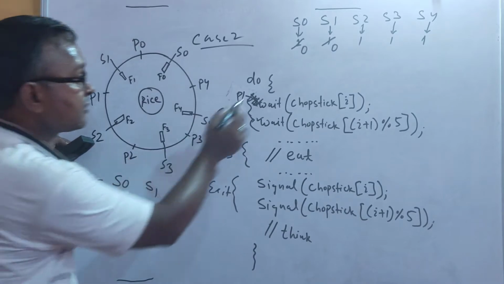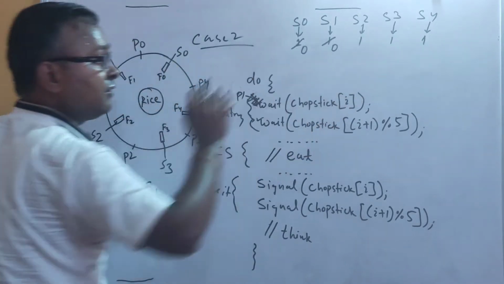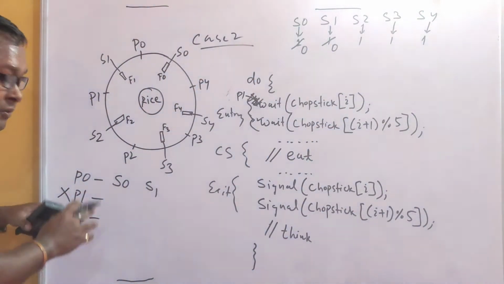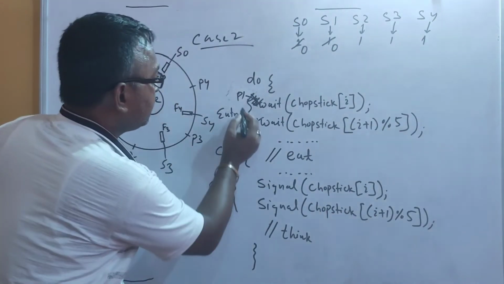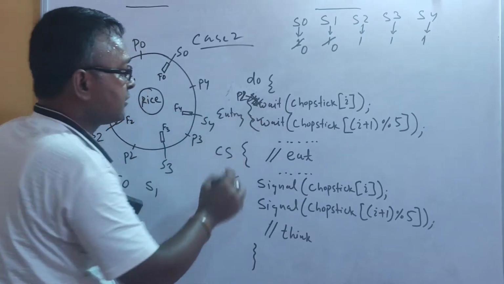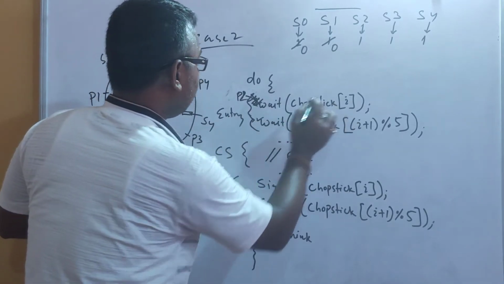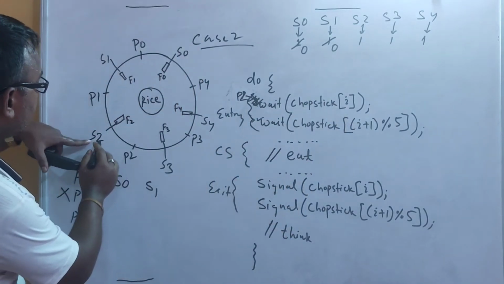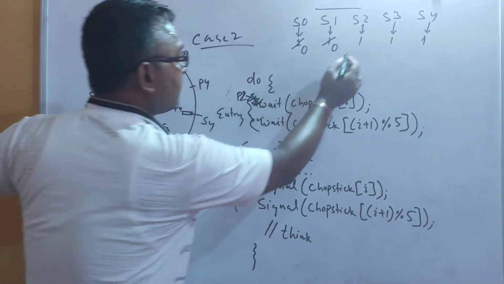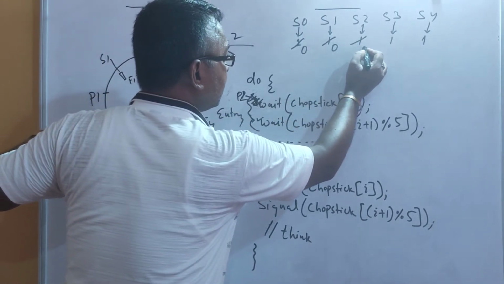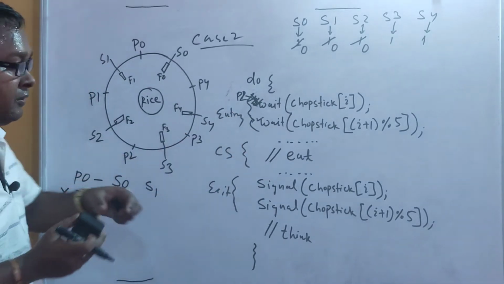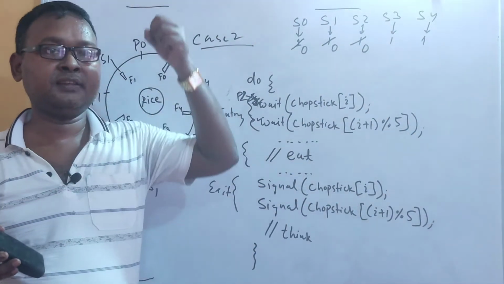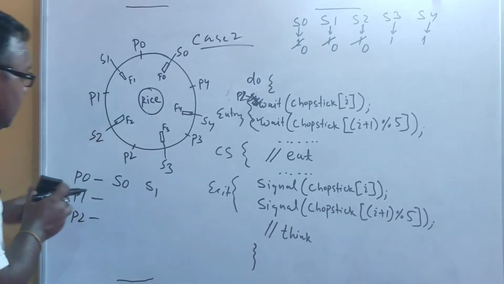Okay, so semaphore S2 and S3 values are 1 and 1. So P2 can enter and access the table. Right now P2 executes this code with chopstick i, that means semaphore S2, thereby decrementing the semaphore value from 1 to 0, and P2 will be able to pick the left hand side chopstick.